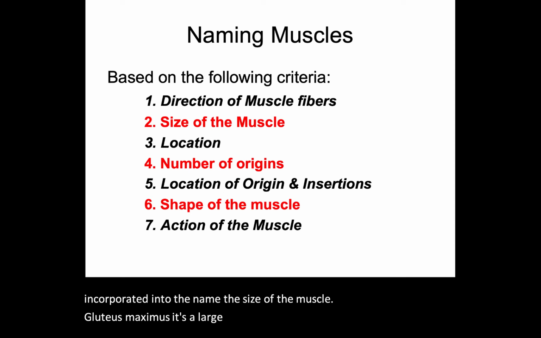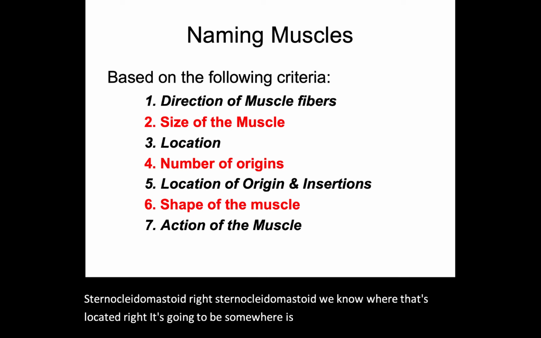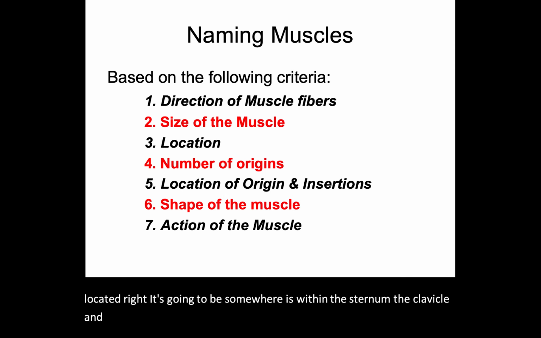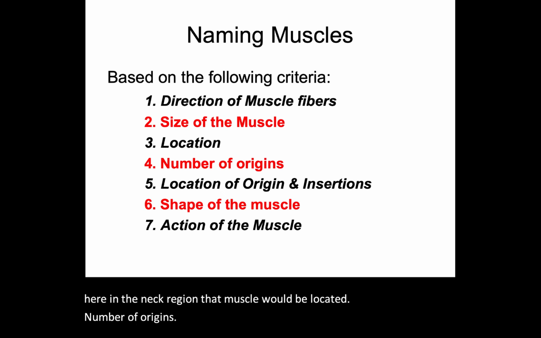Location, sternocleidomastoid. All right, sternocleidomastoid, we know where that's located. It's going to be somewhere within the sternum, the clavicle, and the mastoid process. And so you're looking at somewhere up here in the neck region that muscle would be located. Number of origins. Biceps brachii. Bicep, two. There's two bellies on that muscle, and so number of origins.